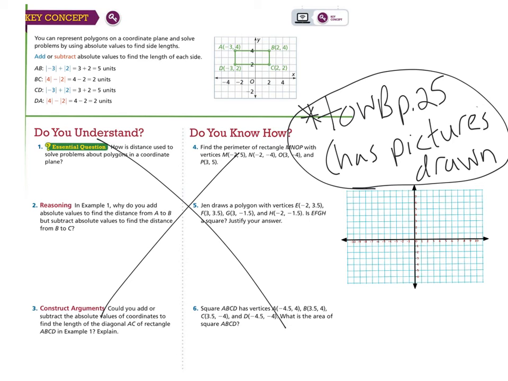There's some problems in your book, the do you know how and things like that, but we're going to go ahead and look at your workbook, page 25, because it has some pictures already drawn. That'll make our process a little bit simpler.